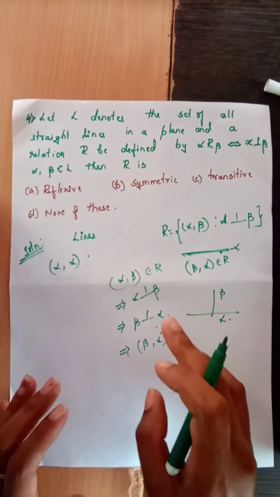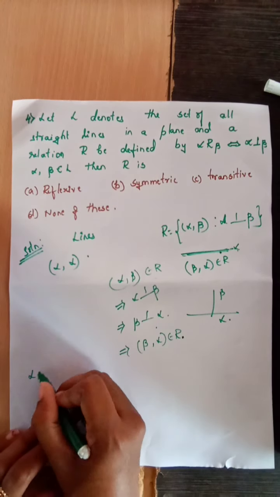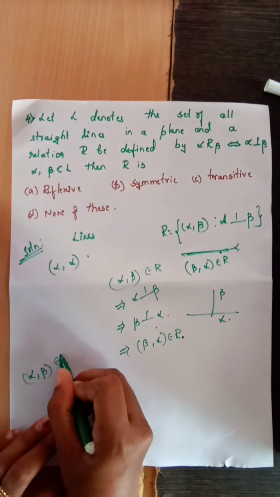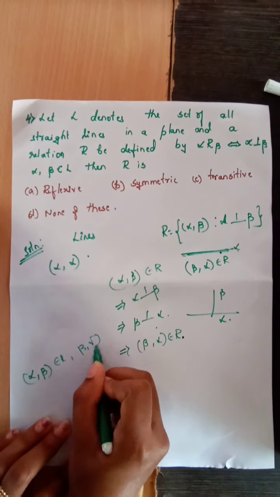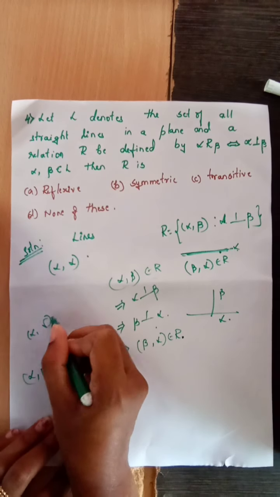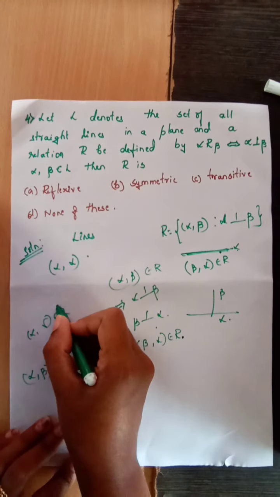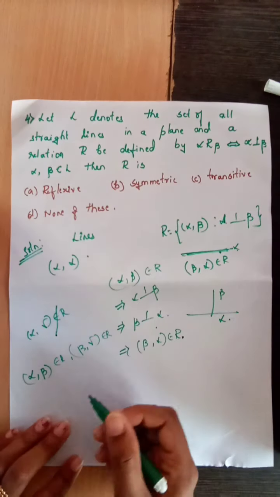Now you can't jump into option B. You have to check for one more, transitivity. Suppose you have alpha comma beta belonging to R and beta comma gamma belonging to R. If you get alpha comma gamma also in R, then our option will be none of these. If this doesn't belong to R, then B is the correct option.